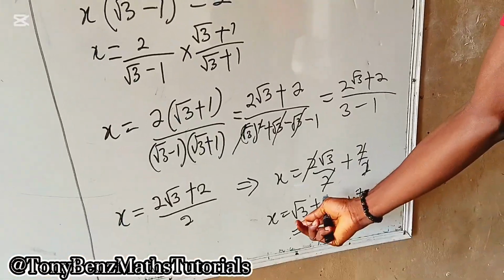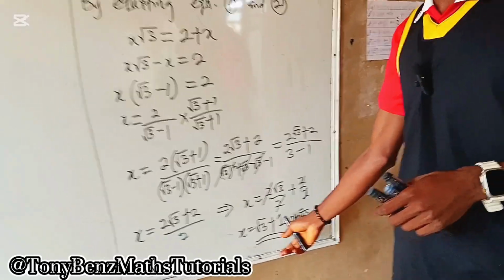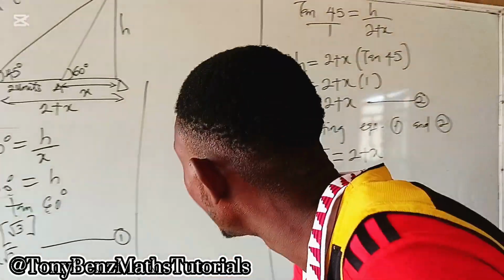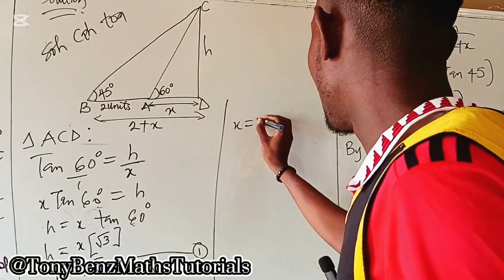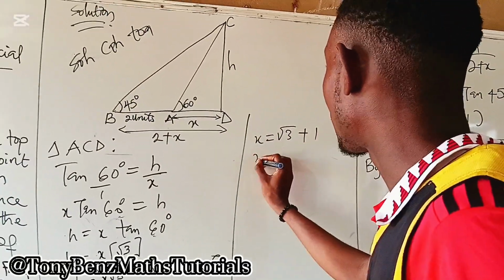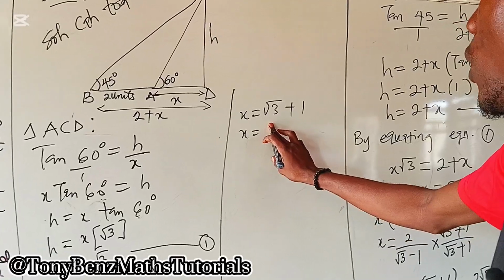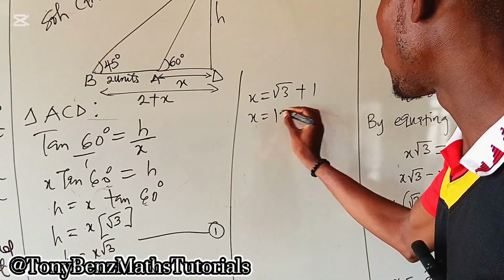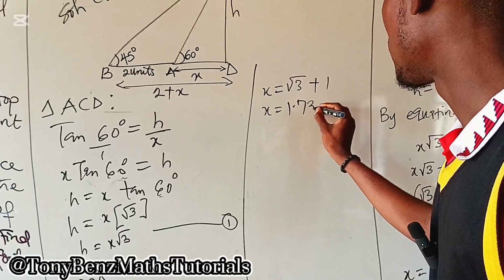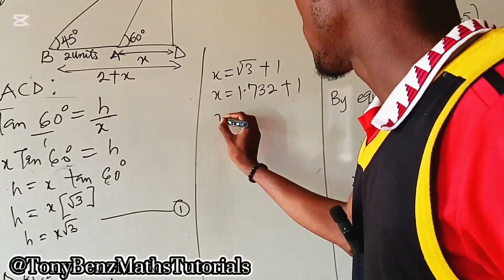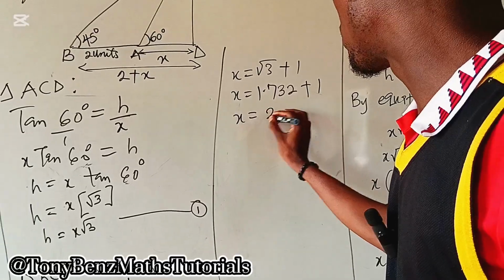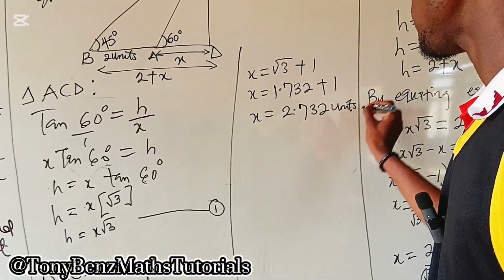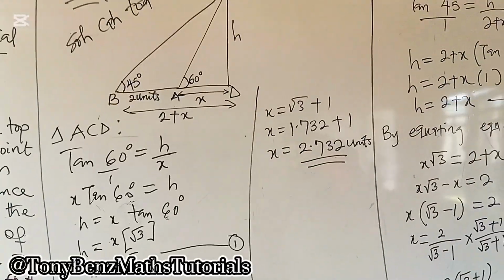You can go ahead to find what root 3 is, then plus 1. Punch the calculator: root 3 is 1.732, plus 1. X is equal to 2.732 units as our final answer.